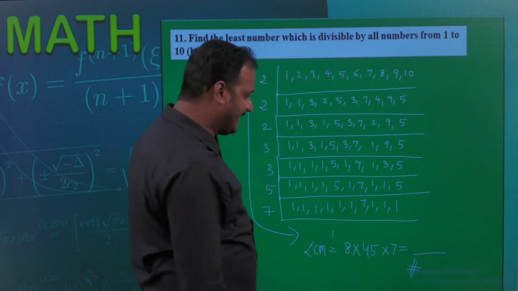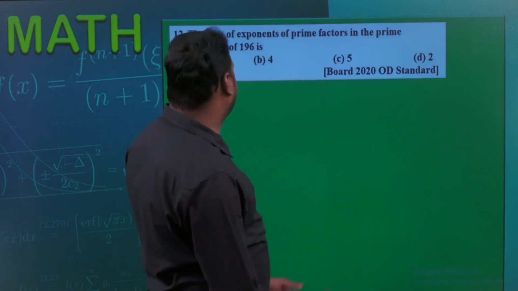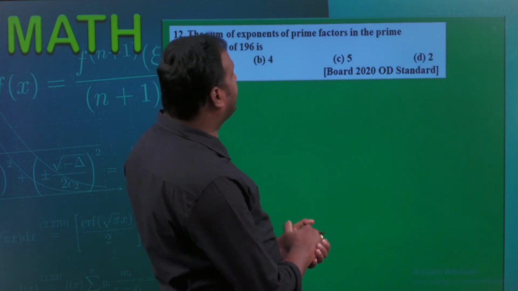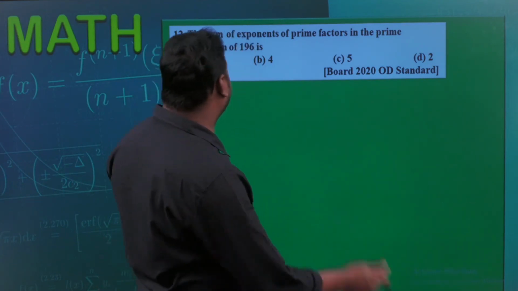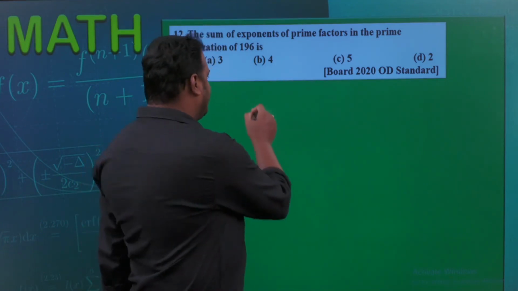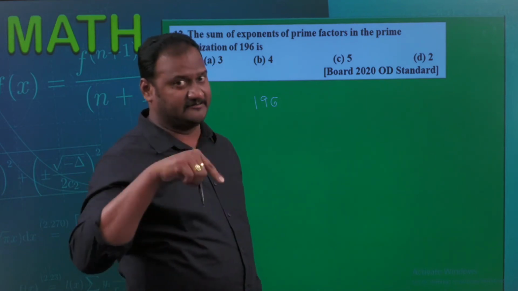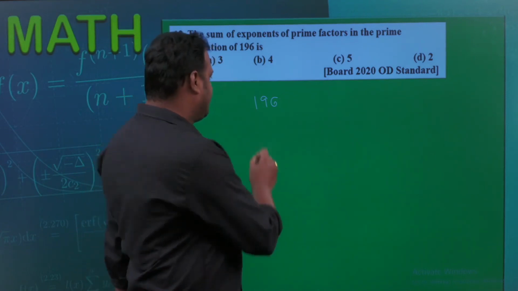Right? Next, moving on to the next problem. Here the next problem is the sum of the exponents of the prime factors in the prime factorization of 196. Did you understand what the problem is? You take the number 196 and factorize this into prime factors. Let us do that.